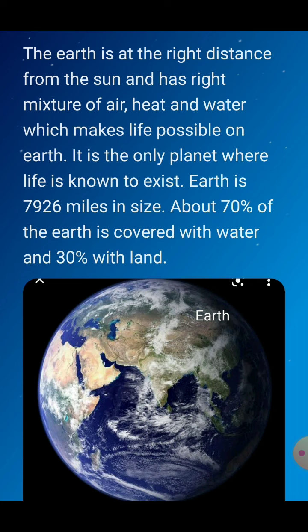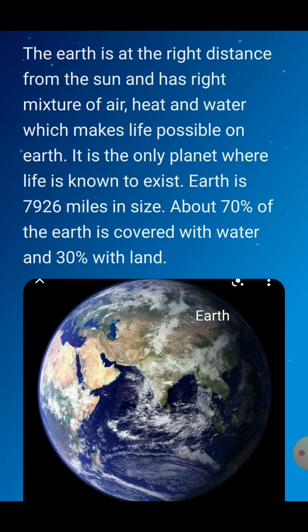The Earth is at the right distance from the sun. It's not too near to the sun and not too far from the sun. It has the right mixture of air. It means we have a proper atmosphere for all the creatures to live on this Earth. Heat and water make life possible on Earth. Can you imagine life without air, water and a sufficient amount of heat?